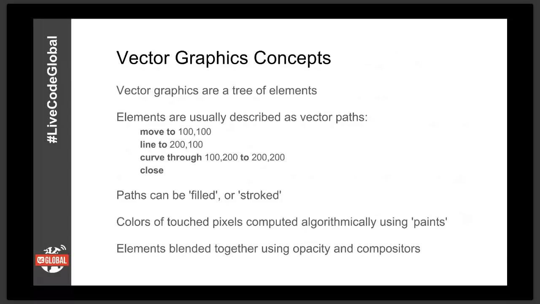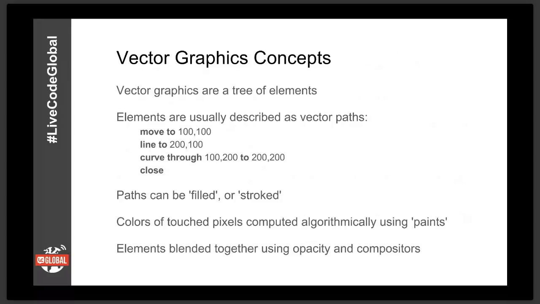So typically paths can be filled or stroked. Filling means you fill all the pixels considered to be inside the path, whereas stroking is a more geometric operation. You thicken the outline of the path with the width. You apply line caps, joins, potentially dash it, and then you fill the thickened outline. So in terms of actually painting, you don't tend to think in terms of individual pixels.